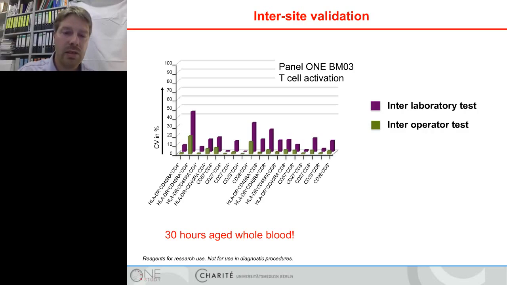But with this information in mind, it is really nice to see that we have only a slow increase of CVs for the populations with more rare events, like the CD4 effector cell population. But for populations that are bigger, like this, we have really small CVs also within the interlaboratory test.